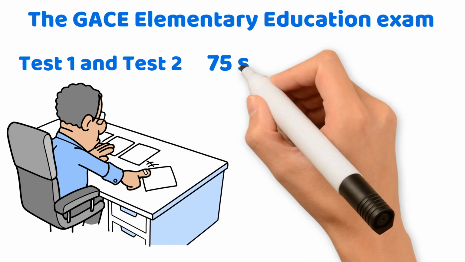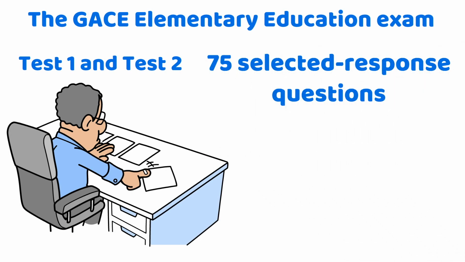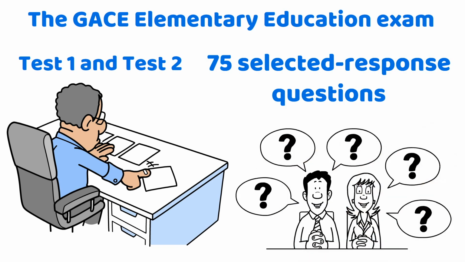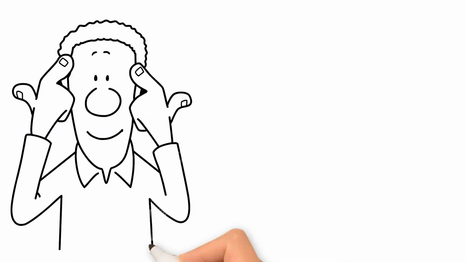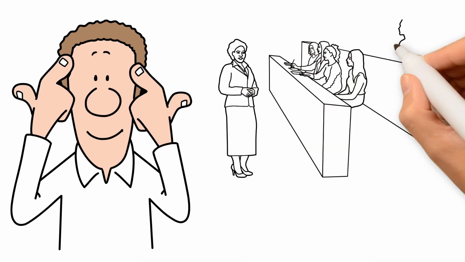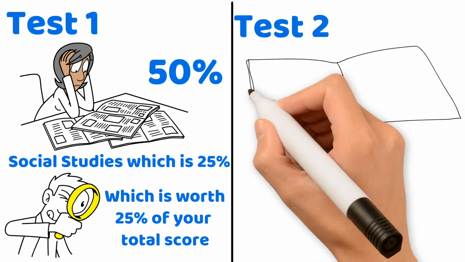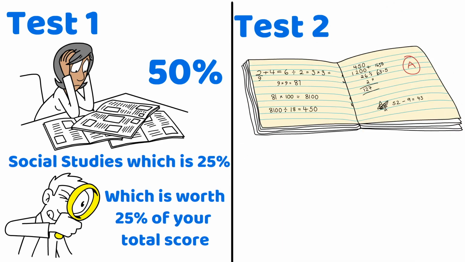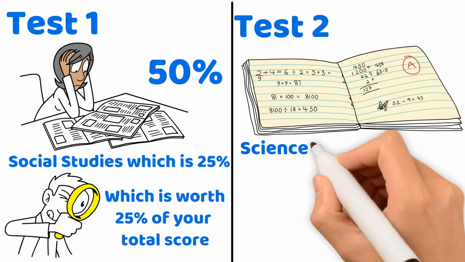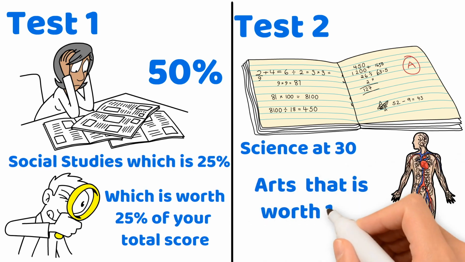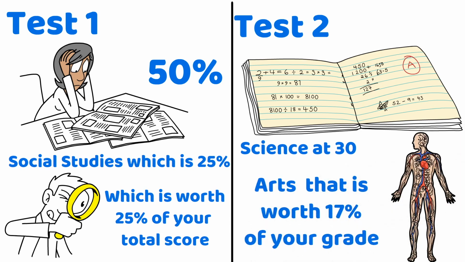Both tests include 75 selected response questions, with Test 1 also featuring 2 constructed response questions to evaluate your analytical skills. Each part assesses your foundational knowledge and ability to apply educational principles. You have 2 hours per test. In Test 2, you will be presented with the mathematics section that is 53% of the test, science at 30%, and health education, physical education, and the arts that is worth 17% of your grade.